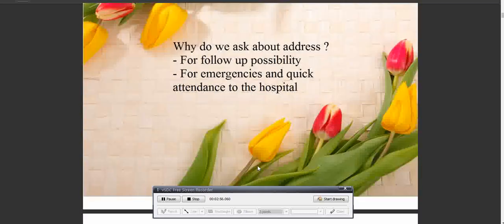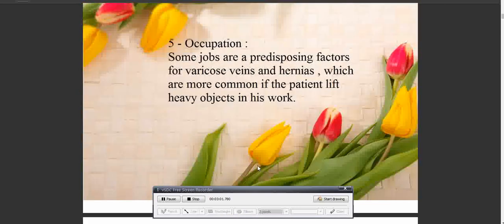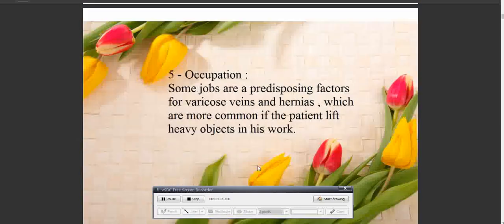Why do we ask about address? For follow-up, possibility for emergency, and quick attendance to the hospital. Another thing is occupation. Some jobs are predisposing factors for varicose veins and hernias. I'm just telling you these are not the only things.